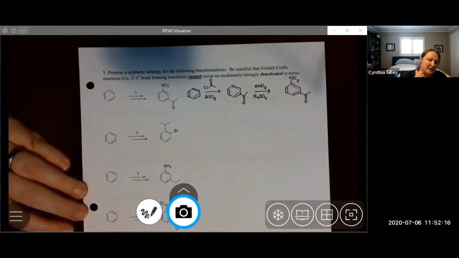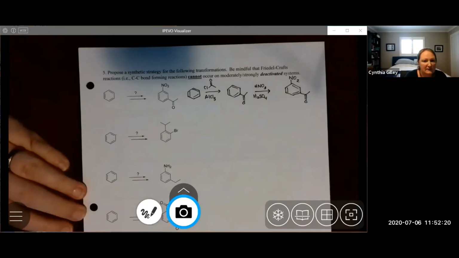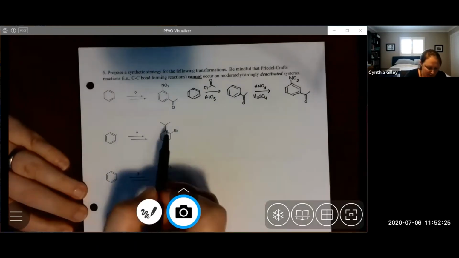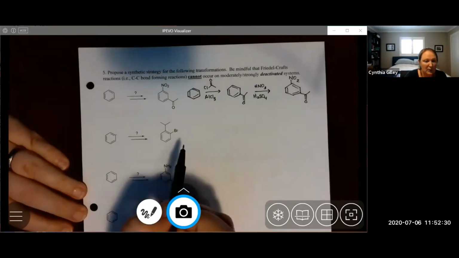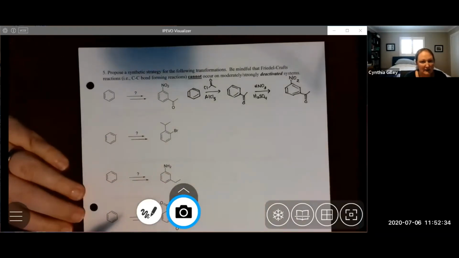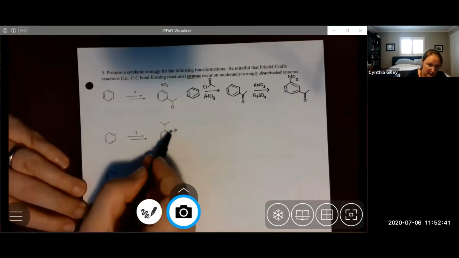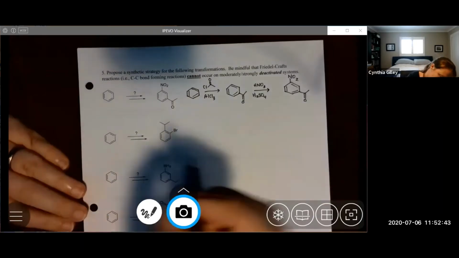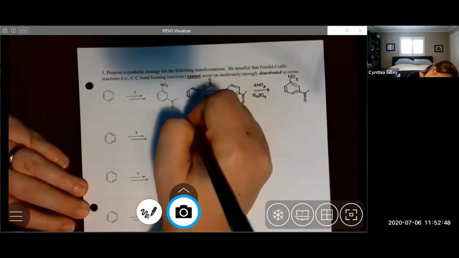And in terms of these positions, whenever you see two groups ortho, it almost always involves a protecting group. Because in order to get something ortho to something else, that ortho-para director would have directed the next group para. So we need to block it. So we'll definitely be using the blocking group and protection strategy in order to get this ortho. So starting from benzene, right?